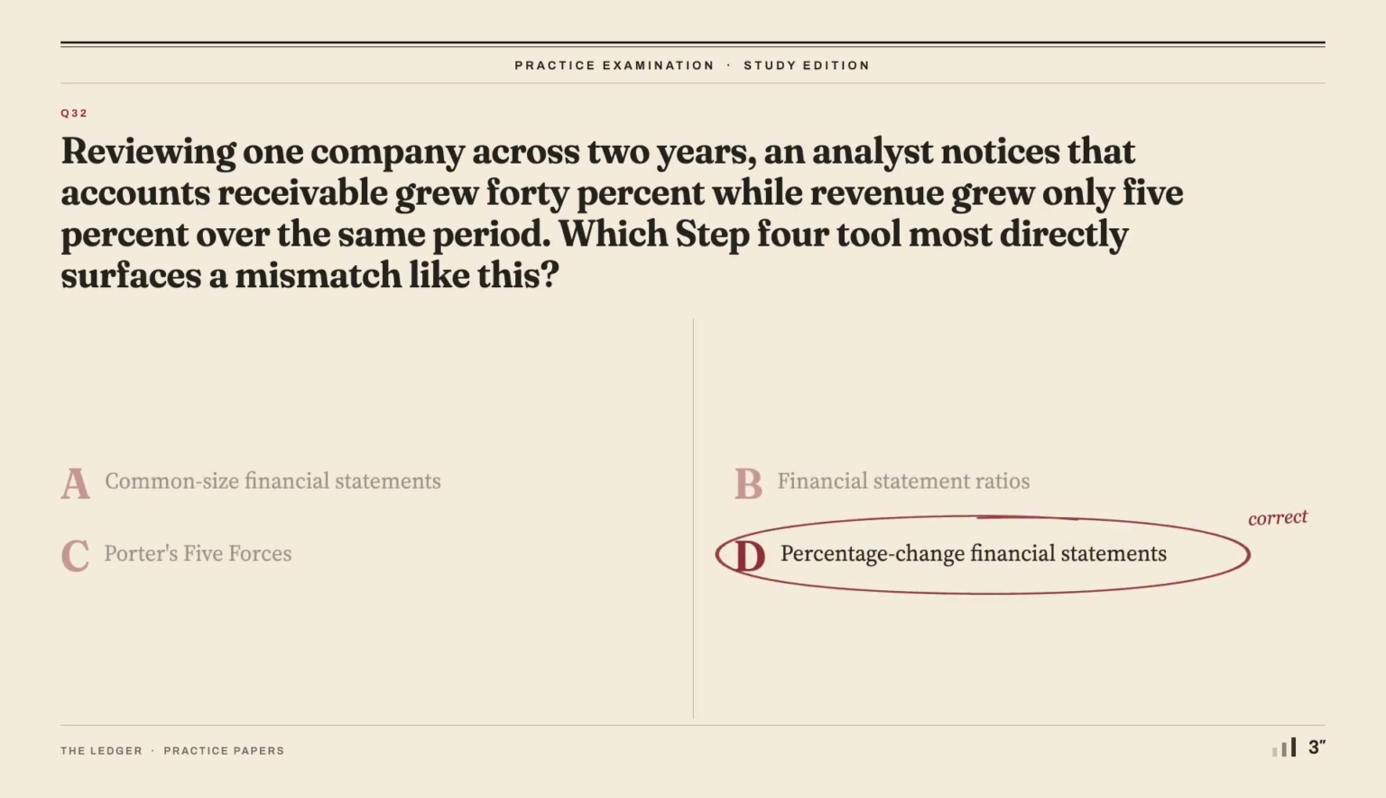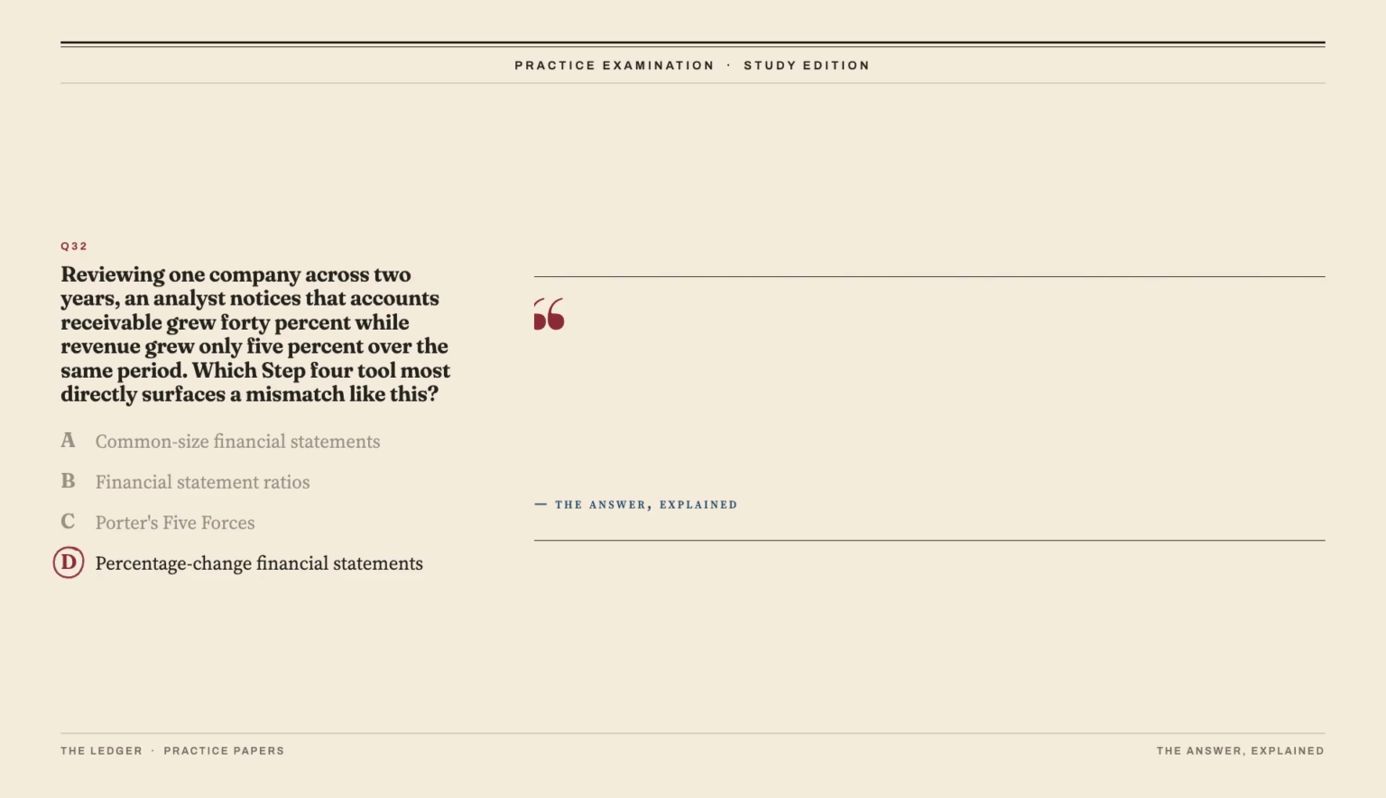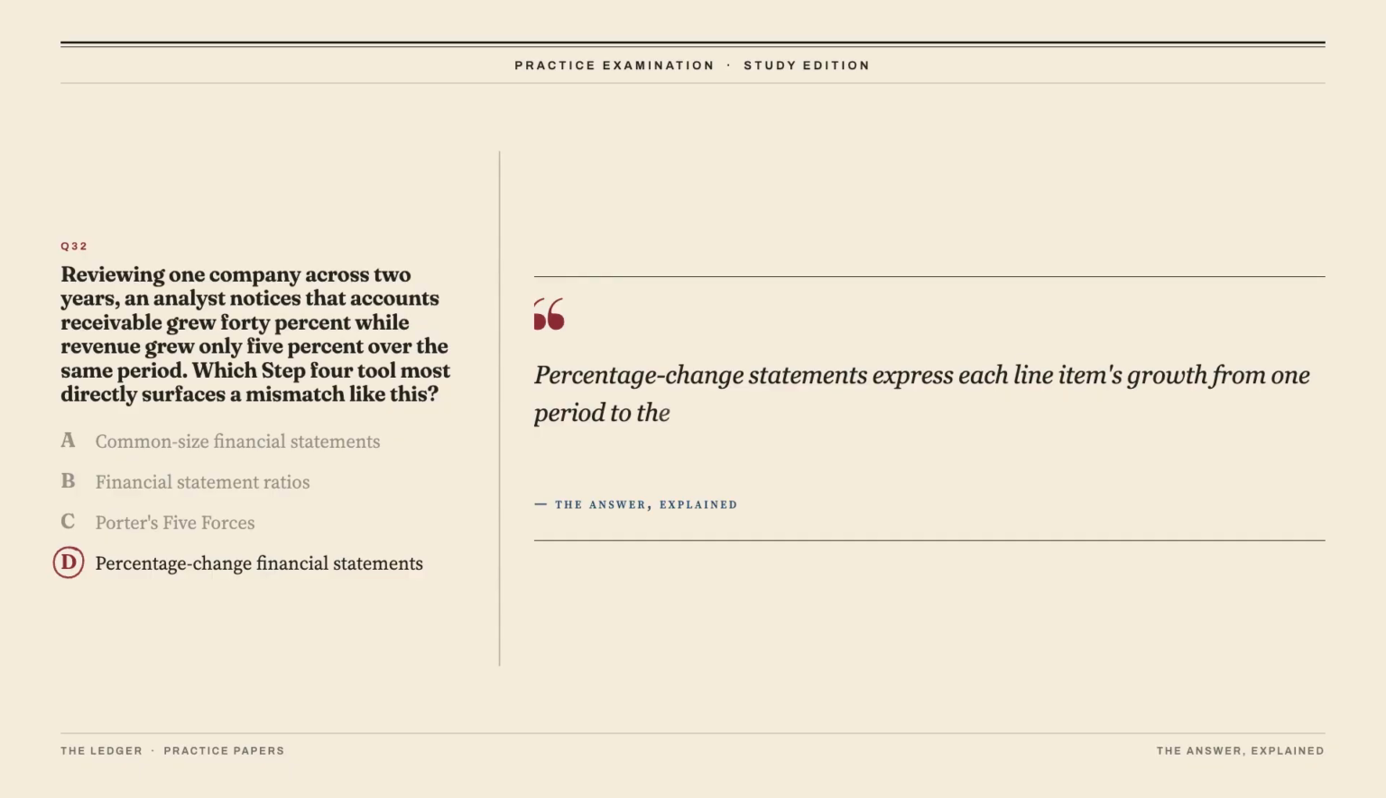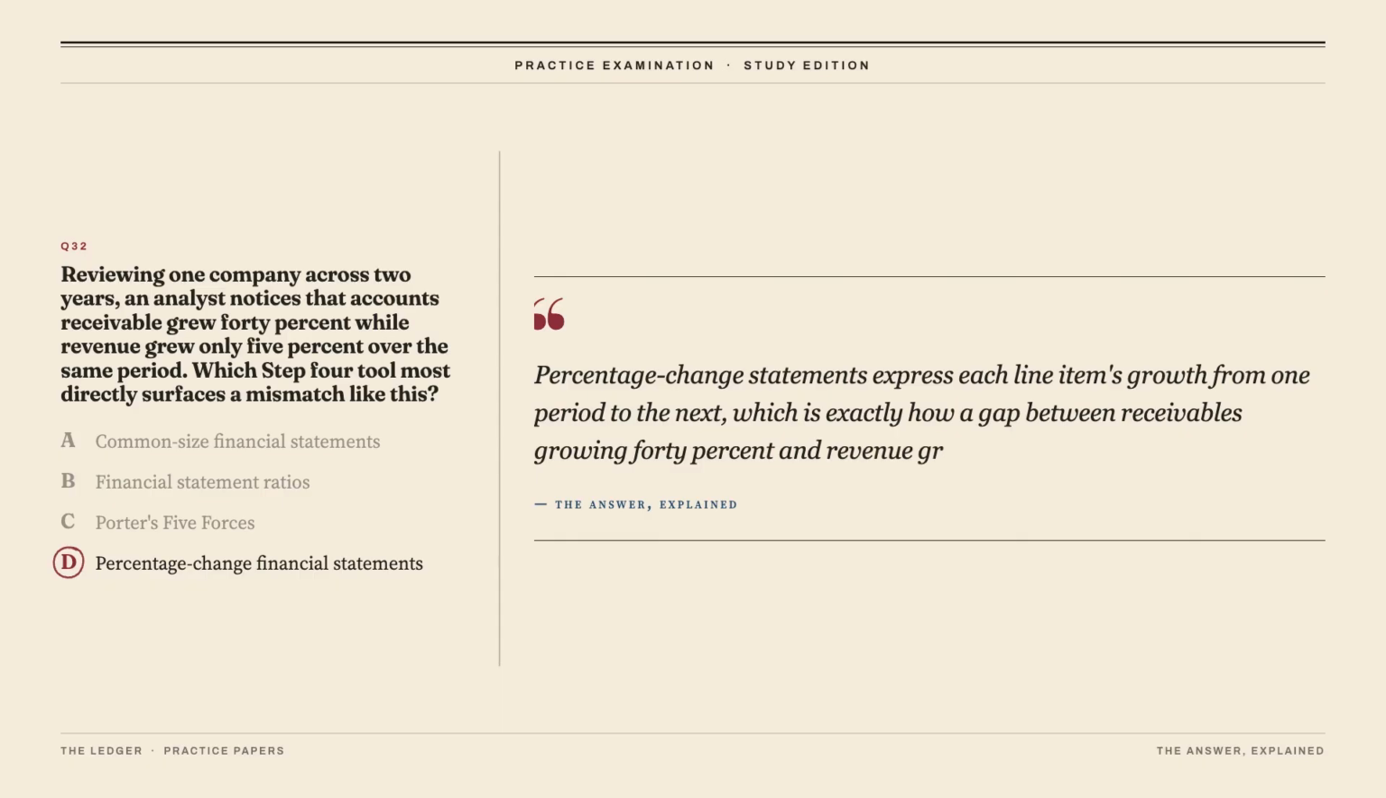The correct answer is D. Percentage change financial statements. D is correct because percentage change statements express each line item's growth from one period to the next, which is exactly how a gap between receivables growing 40% and revenue growing 5% comes into view. The tool is built to reveal momentum and items moving out of step with one another.